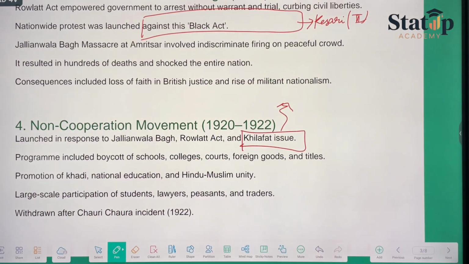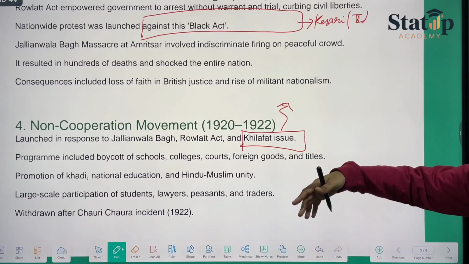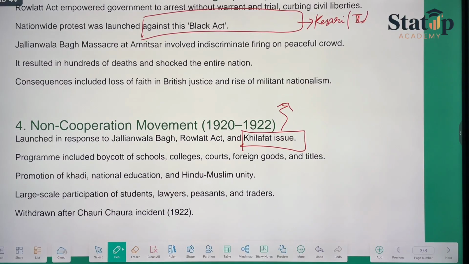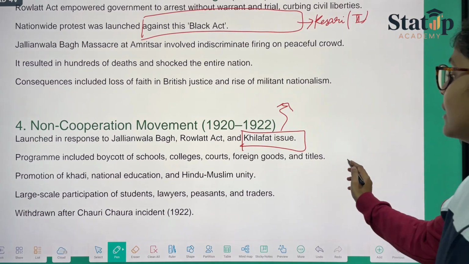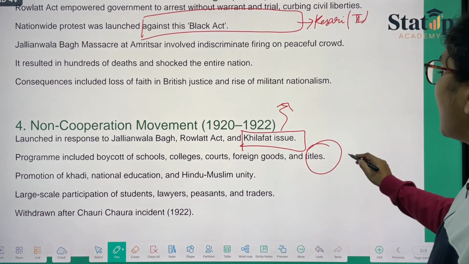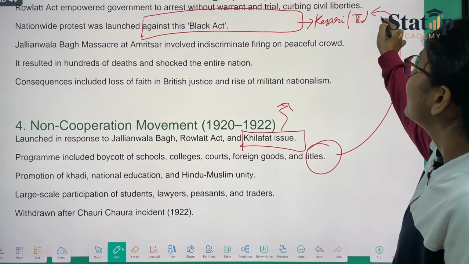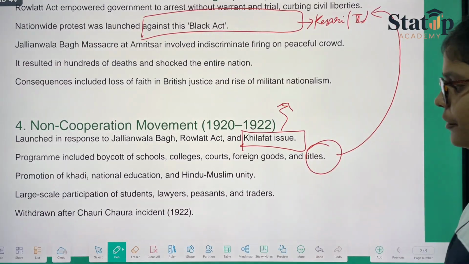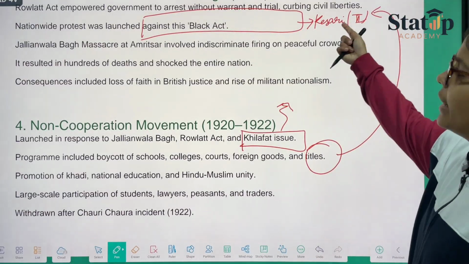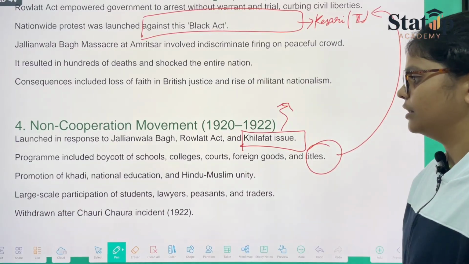Okay, then we have the programs. What were the programs in non-cooperation? It included the boycott of schools, colleges, courts, foreign goods, and titles. Titles were also abolished, and this abolition of titles is best revealed in Kesari 2, where, chalo, let me not reveal it. Okay, this abolition of titles you can see in Kesari 2.